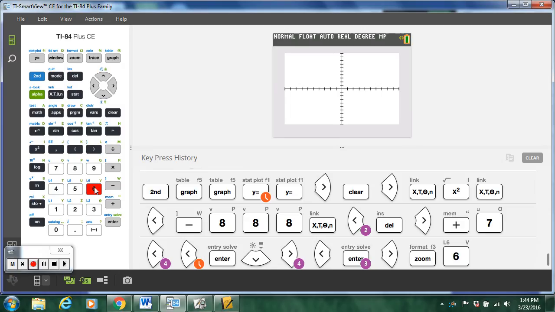Okay, there we go. All right, so we've got this quadratic there. Does everybody's look like that on that standard window? So you go to your y equals and you type in that equation, x squared minus 8x plus 7.